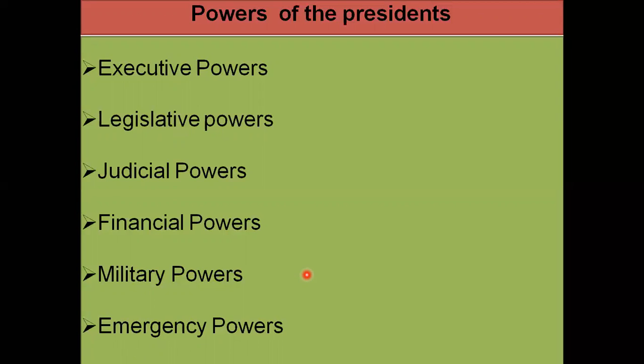The three types are national emergency, state emergency, and financial emergency. Article 352 is the national emergency. In our country, a national emergency has been declared three times: in 1962, when China attacked India; in 1971, when Pakistan attacked India; and in 1975, when the economic condition was very poor. That is also called a national emergency under the article.